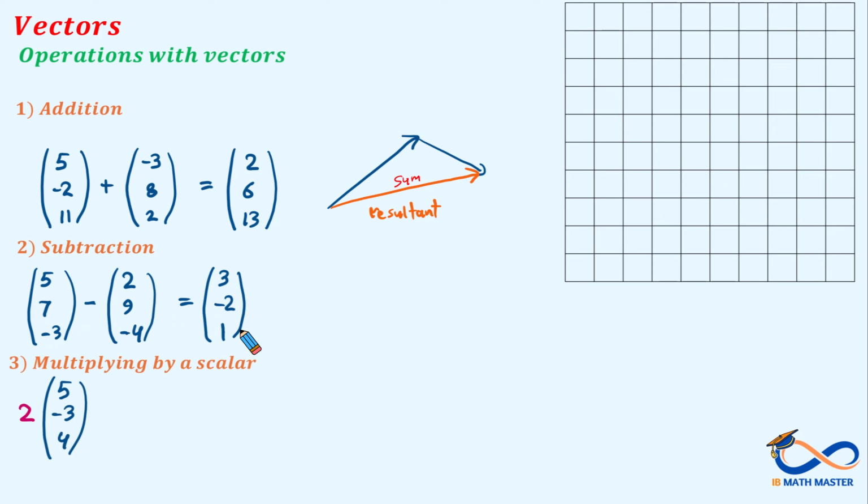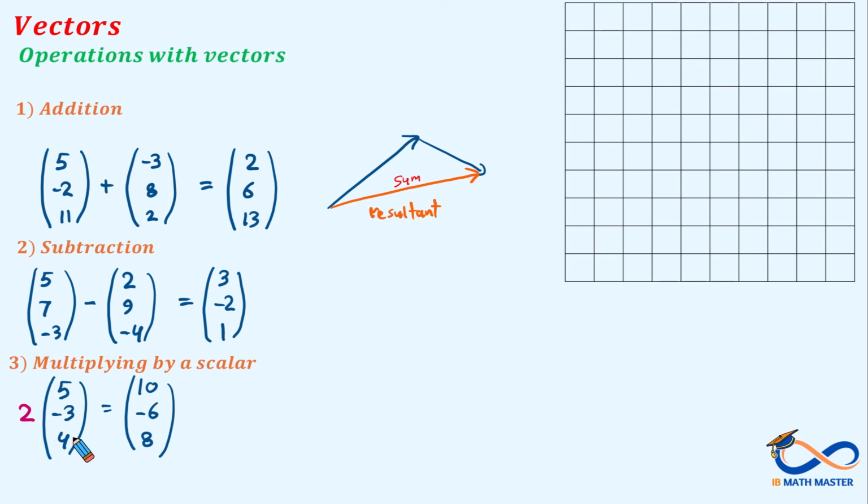Next now, we have multiplying by a scalar. So here, we have a vector 5, negative 3, and 4. We can multiply this vector here by any non-zero number or constant number, or we call it a scalar, which means it's just a fixed number, not a vector. Basically, we multiply the number 2 here by each component here. So we have 2 times 5, which is 10, and 2 by negative 3, which is negative 6, then 2 by 4, which is 8.